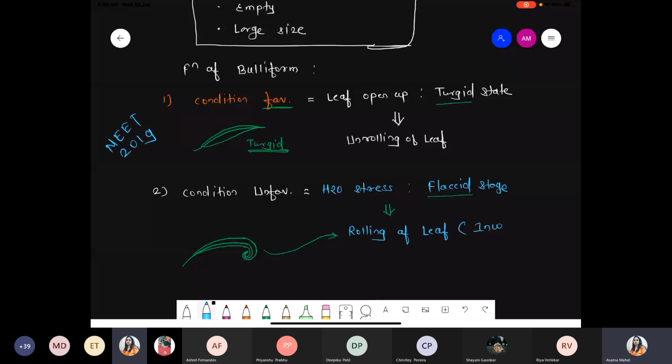Inward during the dry weather. Dry means what? Unfavorable conditions. So select the most appropriate reason for the following. So what will be the answer? Tallows in the vessels, no. Closure of the stomata, no. Flaccidity of the bulliform cells. So the third answer is correct.